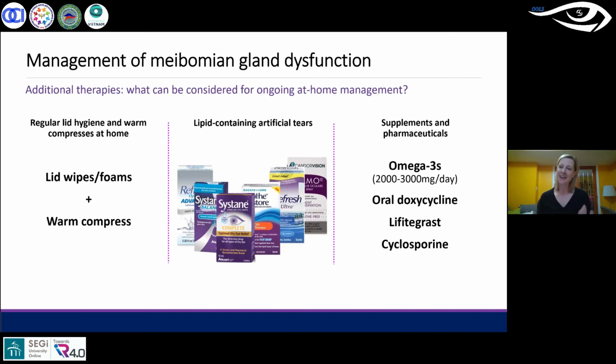You may want to add in an antibiotic to settle down some of the bacterial load on those lid margins. And we've got the immunomodulators, which again are available in some regions. So this is Xiidra and Restasis. It's very popular over here in North America, but for example, not so easily available back in the UK where I'm originally from.